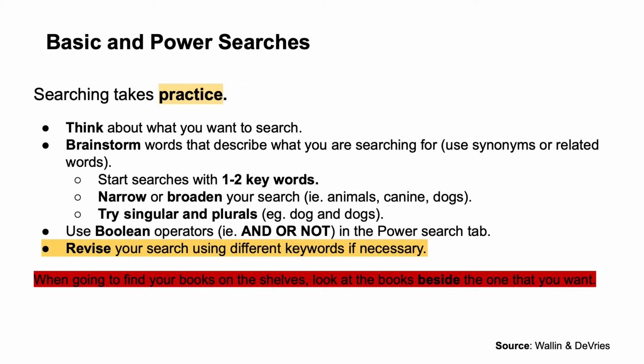So what I like to leave off with them is searching takes practice. So really thinking about what they want to search, brainstorm those words that describe what they're searching for. And you can start by using just 1 to 2 keywords. You can either narrow or broaden your search. So looking at animals, canine, dogs, we're going from broad to more specific. They can also try singular and plurals, dog versus dogs. And we do go into later the Boolean operators and, or, not in the power search.